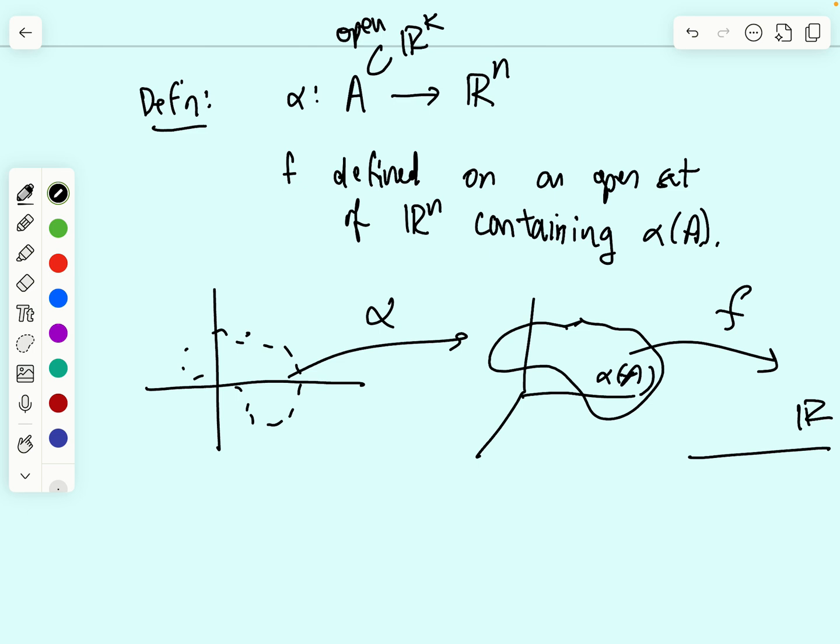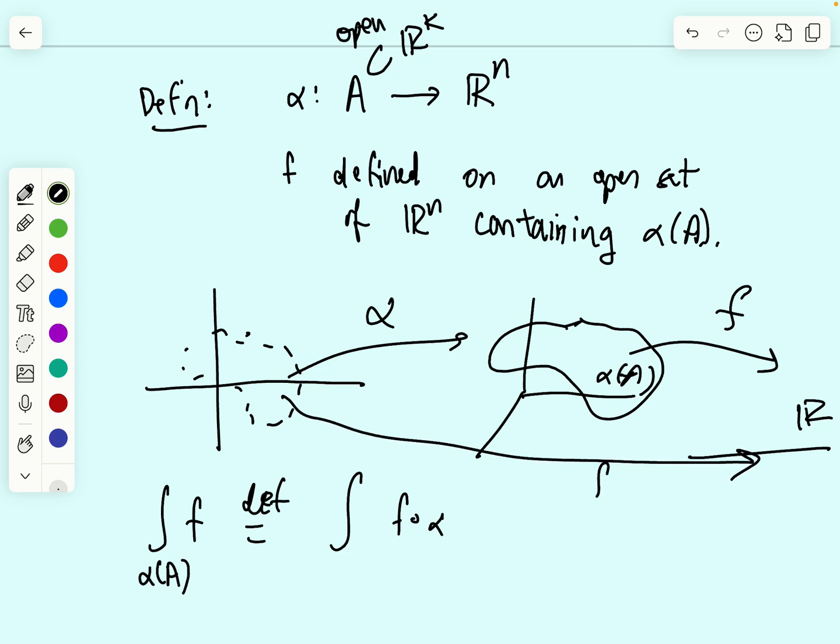And we want to find the integral of f. So the definition: the integral of f over alpha of A is defined to be the integral of f composed with alpha. So that's this function, right? That's f composed with alpha, times v of d alpha.